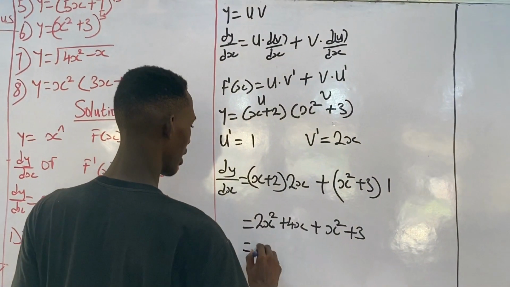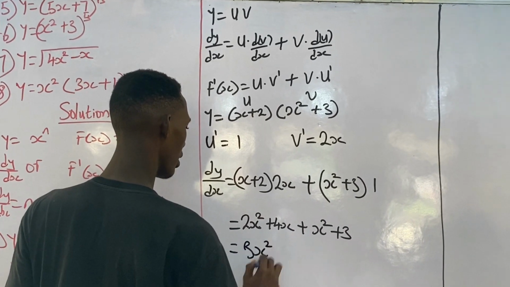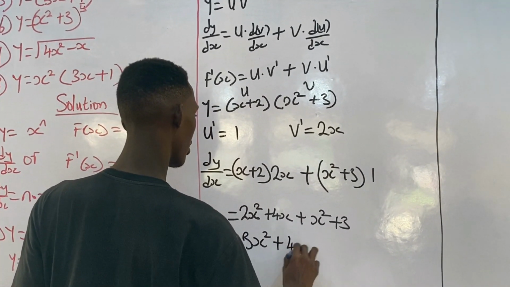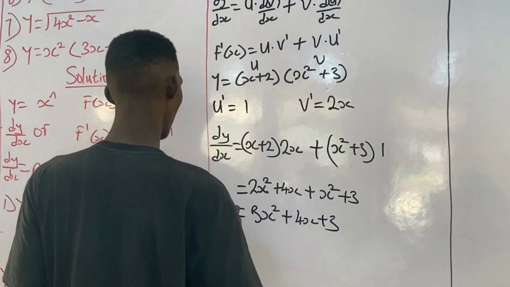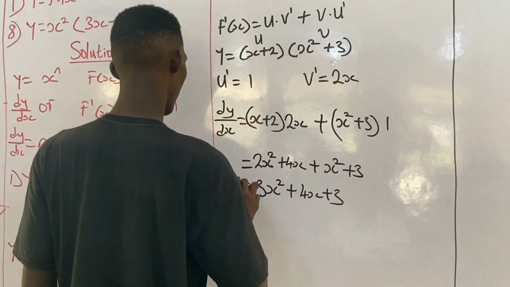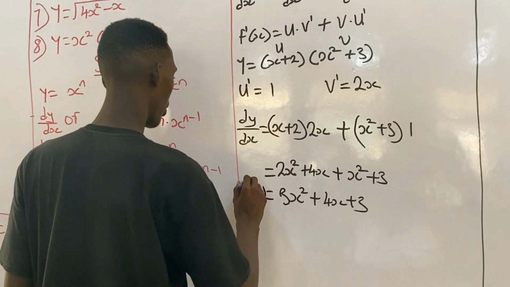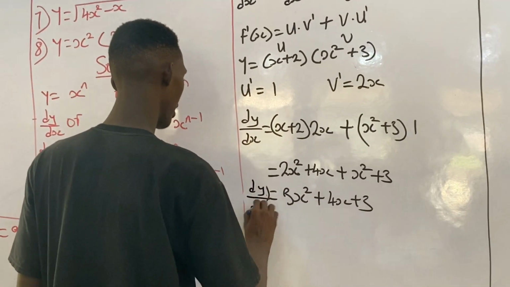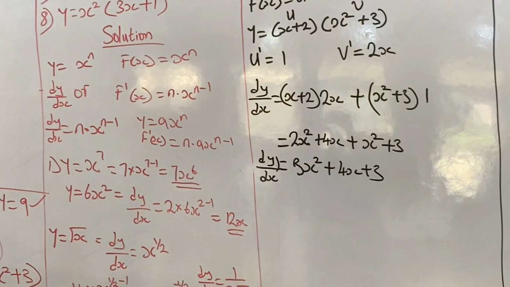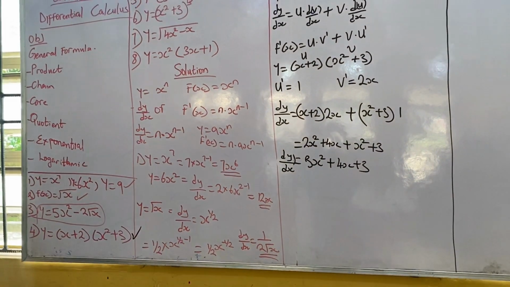The coefficient of this is 1. That is 3x squared plus 4x plus 3. This is our final derivative. Okay, I started with this, therefore let me end it with this. Our dy over dx is equal to the total of this. So we are done with this.